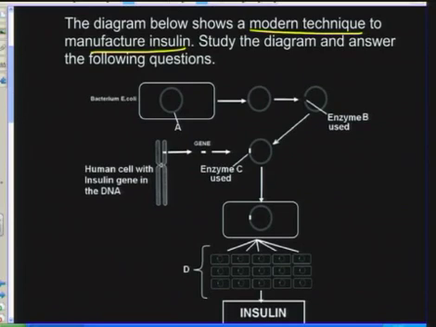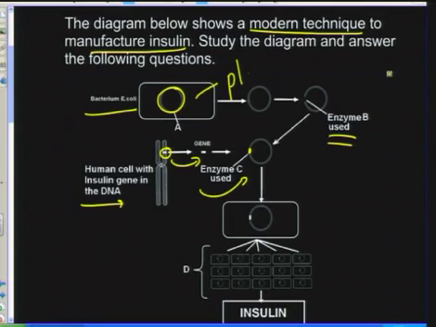So here we're seeing a diagram of a bacteria. It's called bacteria E. coli. In it we're seeing this circular structure here, guys. And now we're seeing that circular structure being cut up by an enzyme. Then we see a human cell showing you the insulin gene in the DNA. There's the gene here that has been removed. An enzyme is then used to slot in that gene into the circular structure here, which is called the plasmid.